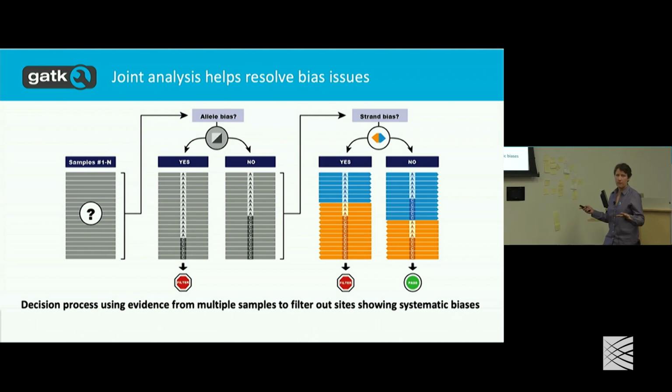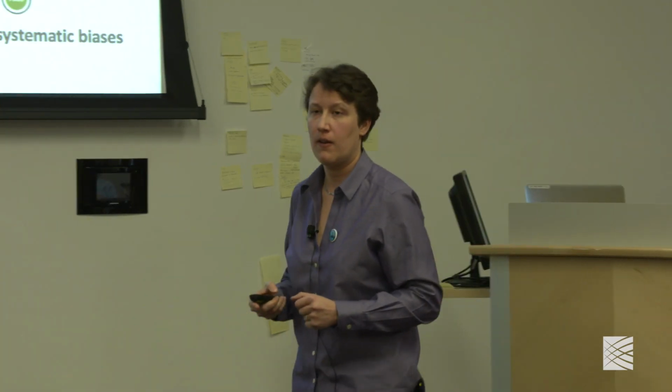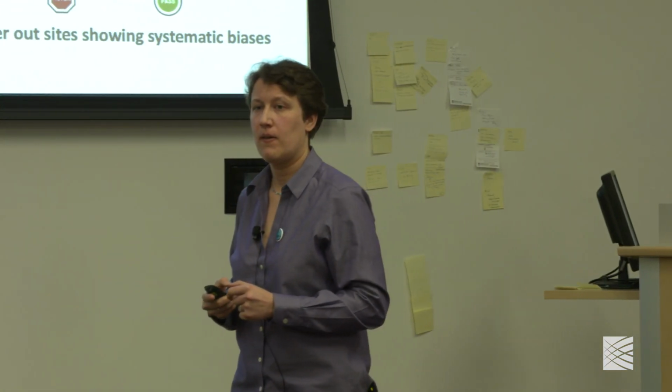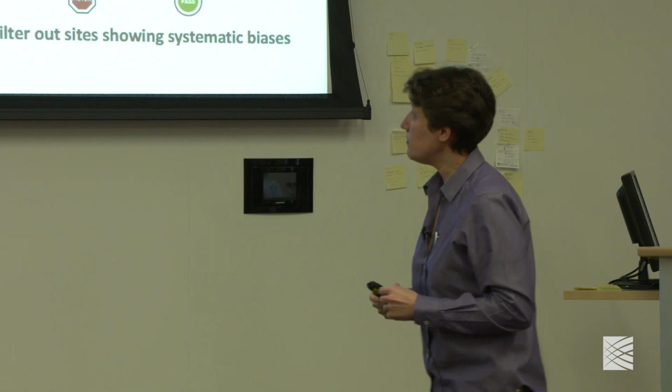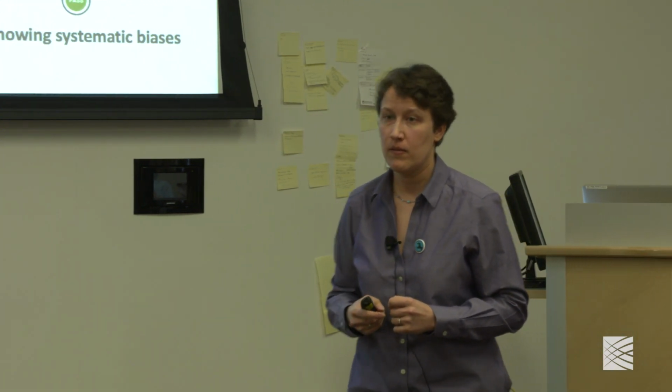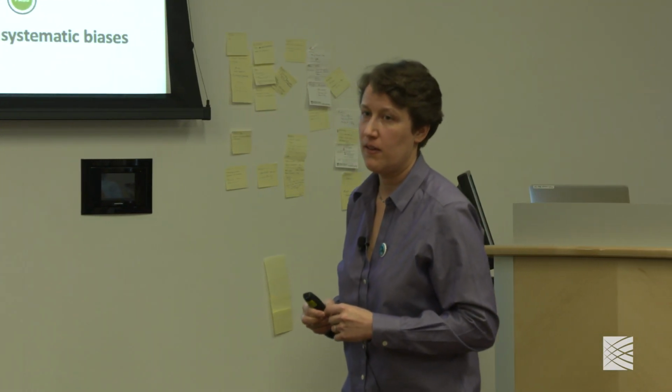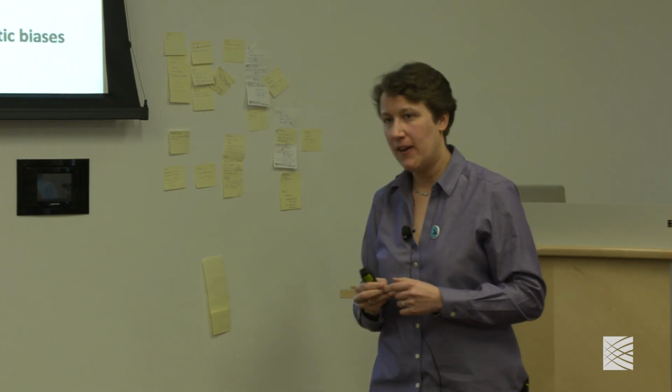Any questions at this point? Yeah, question. Can you explain why the strand bias, the yes part, needs to be filtered out? Why couldn't it actually be real? How do you distinguish between a real thing happening on only one strand and a bias?